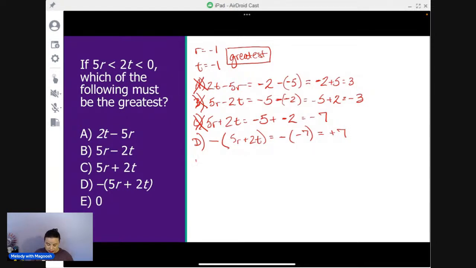And finally, answer choice E requires no calculations. It's just 0. So we can compare directly. What's bigger, 7 or 0? Definitely 7. And the correct answer is D. Did you get it? Or did you start to get the hang of this technique?